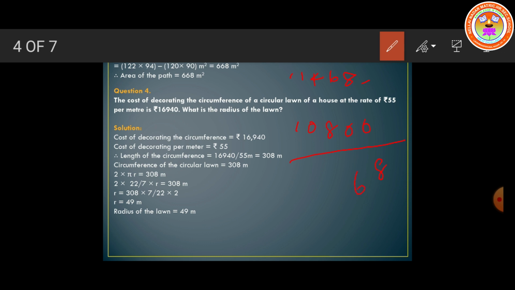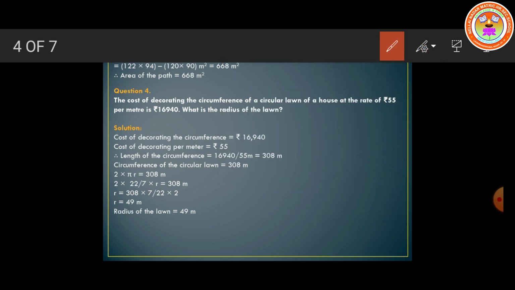6 minus 0, 6. 4 minus 8 is not possible. Borrow from the next column. Cut 1, you have to put it 0. Then borrowing, here 4 becomes 14. 14 minus 8 is 6. Therefore 668 meter square. You know that, all of you. 11,468 minus 10,800 is equal to 668 meter square. Therefore the area of the path is equal to 668 meter square.